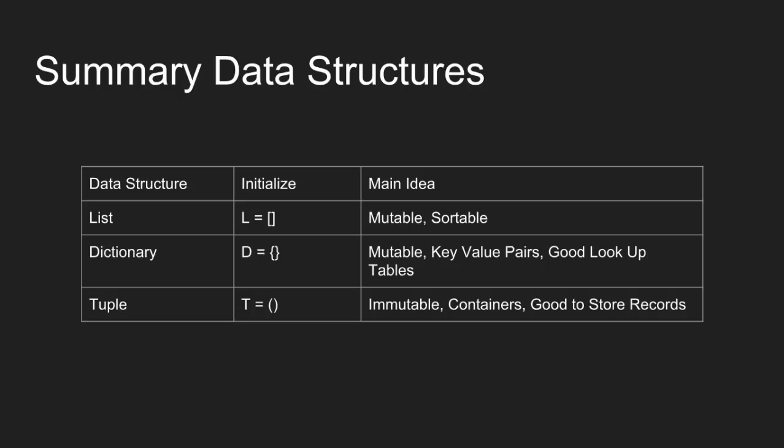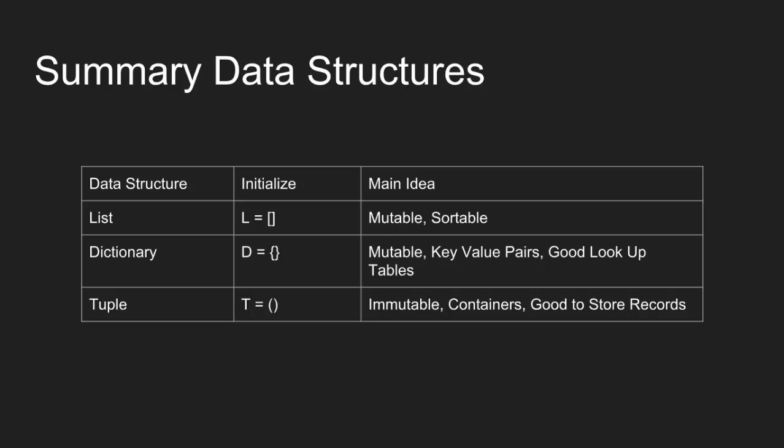A dictionary, on the other hand, is denoted by these curly brackets, and similarly, it's mutable, in that you can add items or you can take items out. They're key value pairs instead of just based on a position within a collection, and they're very good lookup tables, and they're very good for finding any item in the dictionary at a constant rate, whether it's the first item or the last item. It takes the same amount of time to find any item.